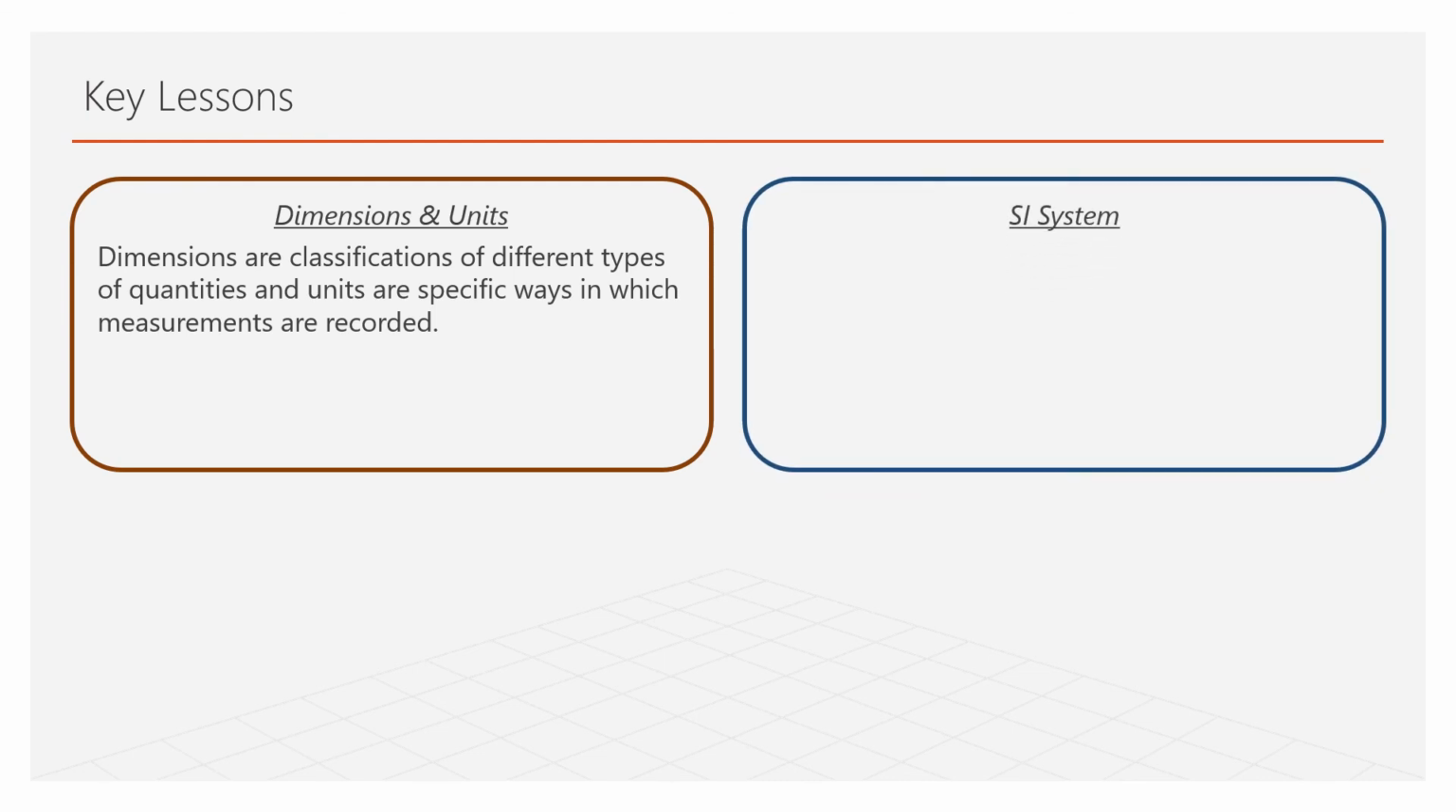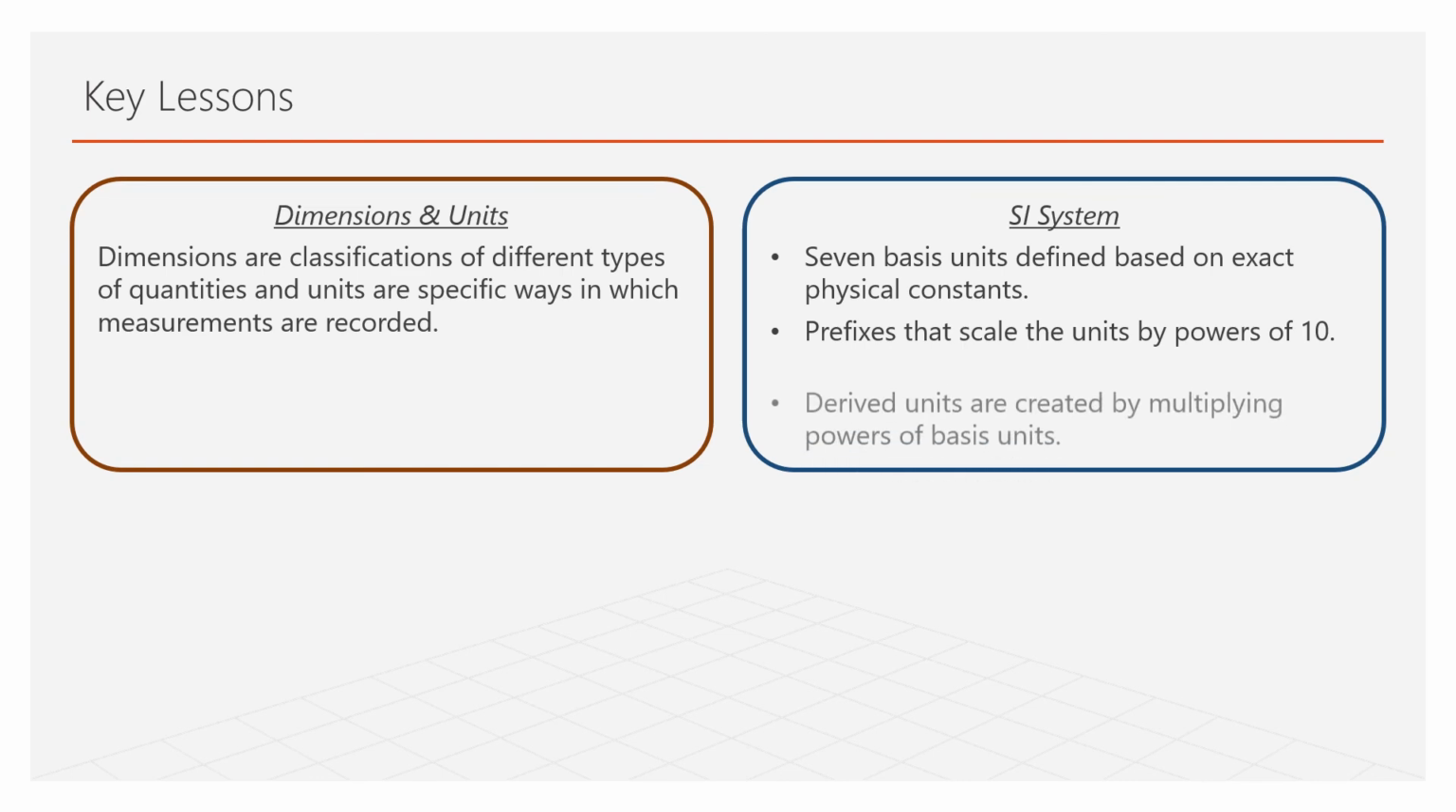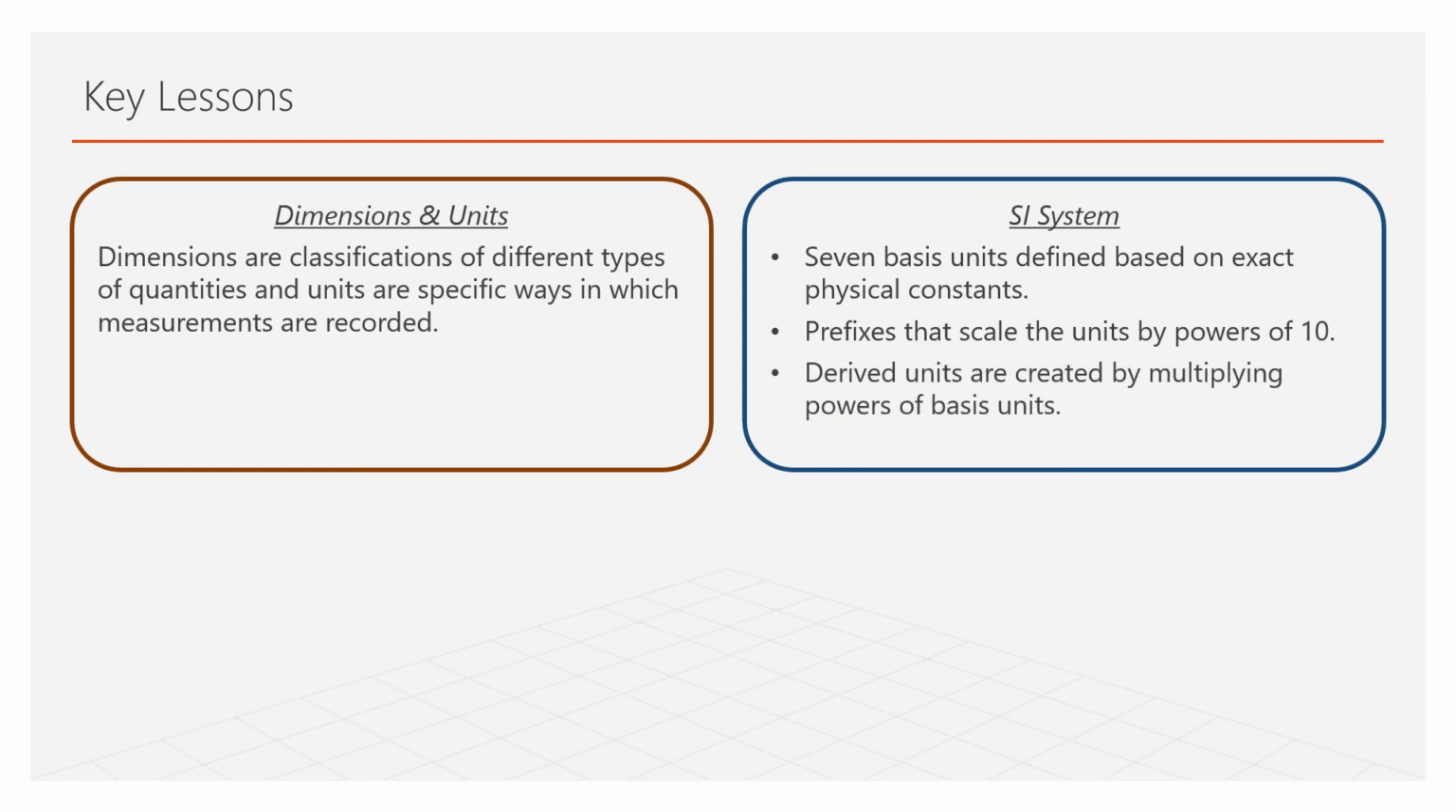Then we looked at, in great detail, the International System of Units, or SI for short. It is composed of 7 basis units that are defined based on exact physical constants. There are prefixes that scale units by powers of 10. There are 22 derived units that are created by multiplying powers of basis units. And there are specific rules about how to display units.